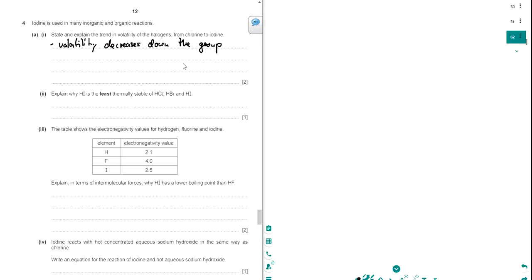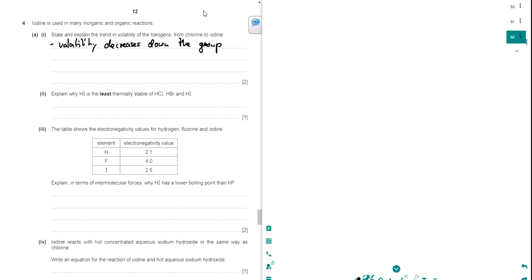As we know, fluorine and chlorine are gaseous at room temperature. Bromine is a liquid and iodine is a solid. Volatility describes the tendency of a liquid to evaporate and become a gas. So how easily the substance gets into the gaseous state. So that is one point.